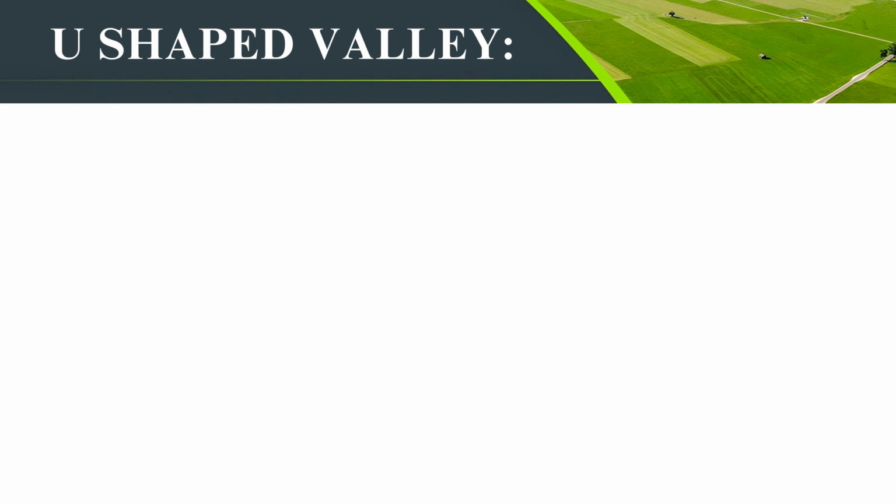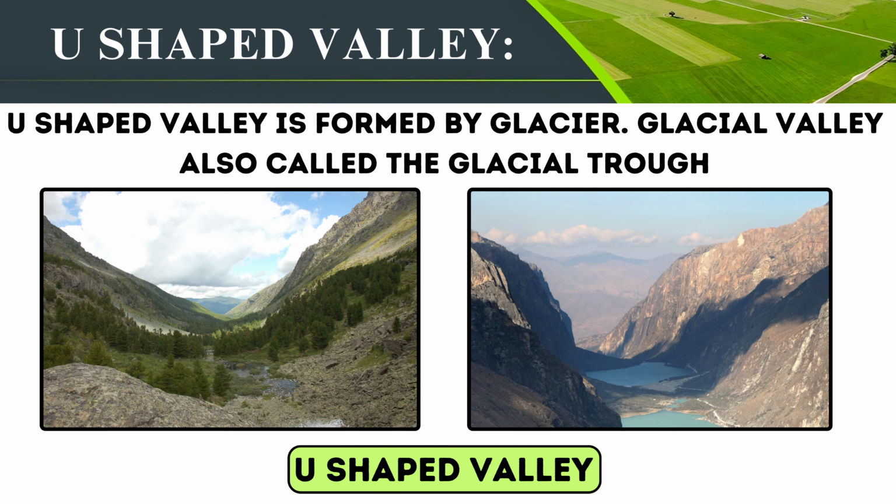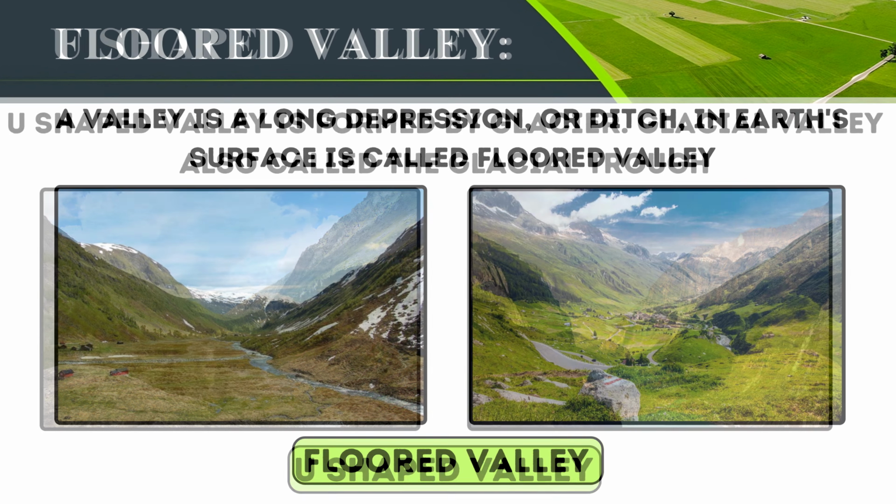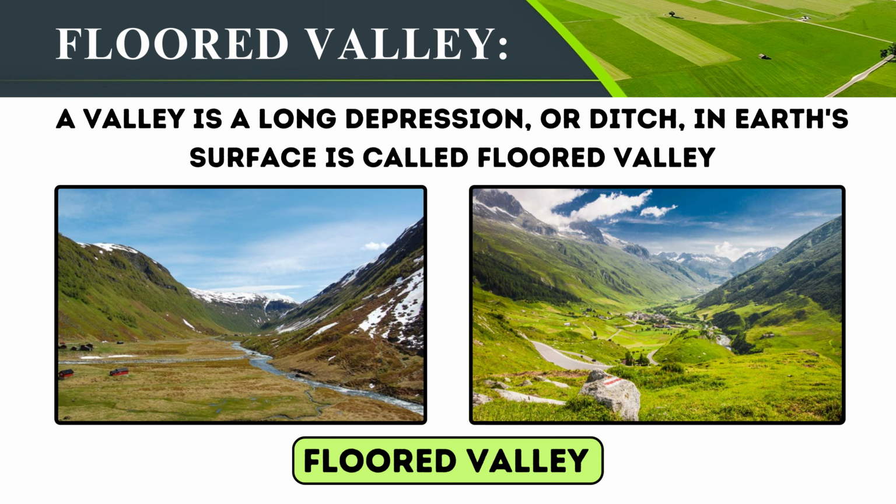Now we'll talk about U-shaped valleys. U-shaped valleys are formed by glaciers. A glacial valley is also called a glacial trough. Fluvial valleys. A long depression or ditch in the earth's surface is called a fluvial valley.